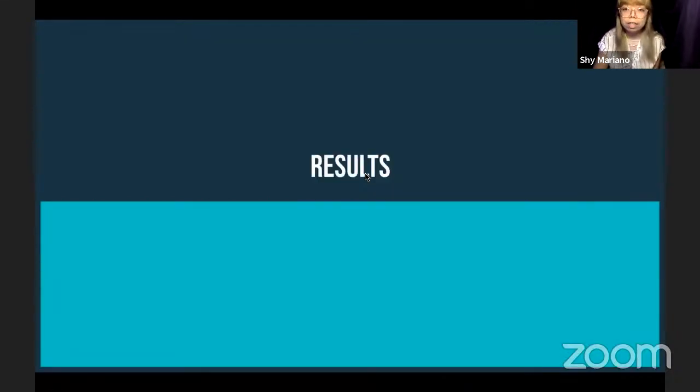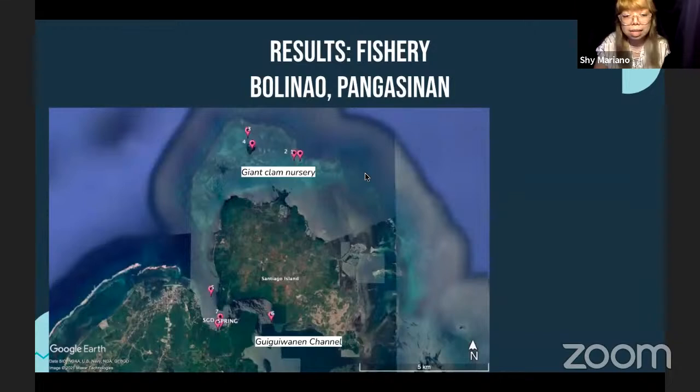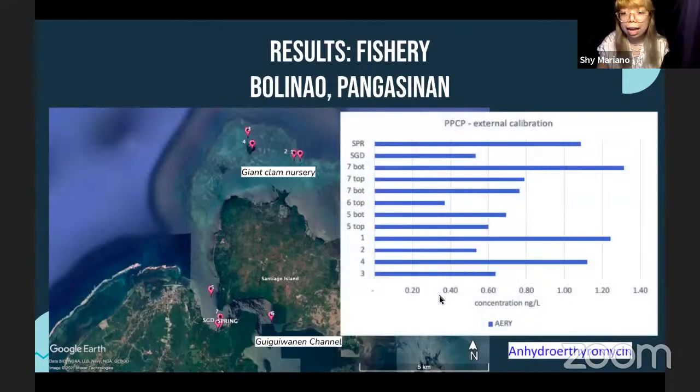So for the results, first let's look at Bolinao, Pangasinan. We sampled from Gigiwanan Channel. This is a fishery area. We have many fish pens, and we also sampled in the area of the giant clam nursery. For this site, we were only able to detect anhydroerythromycin. This is a metabolite of erythromycin, a common macrolide. Erythromycin itself is an antibiotic that is cultured from soil bacteria. These low concentrations, not exceeding 1.4 nanograms per liter, could be just an environmental background concentration, since we didn't detect other pharmaceuticals that indicate anthropogenic sources.